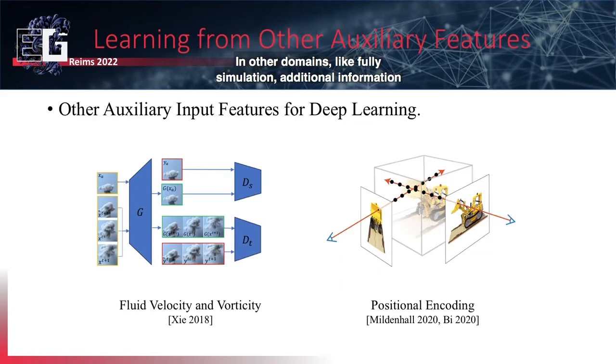In other domains like fluid simulation, additional information such as fluid velocity and vorticity have proven helpful for learning super-resolution fluid flow. Likewise, NeRF-based learning methods find that positional encodings are helpful as an extra input to the network. However, these auxiliary features are also manually picked and vary between domains and applications.